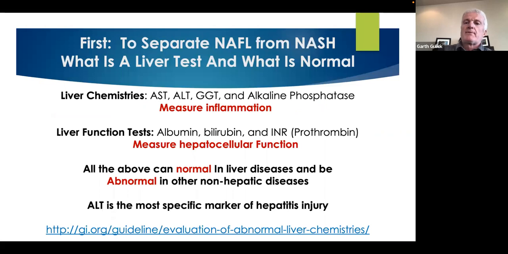First, you really can't talk about this topic without a little discussion about what a liver test is. And these are some of the things that are going to really change things for all of us, private practice and corrections. We think of liver chemistries in hepatology as the AST, ALT, sometimes the GGT, especially in alcoholics, and the alkaline phosphatase. And then you have your liver function tests. And these all can be normal in liver diseases, and they're especially often normal in fatty liver disease.